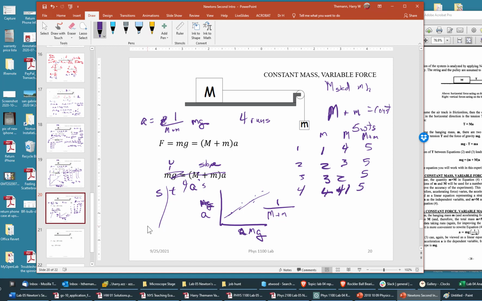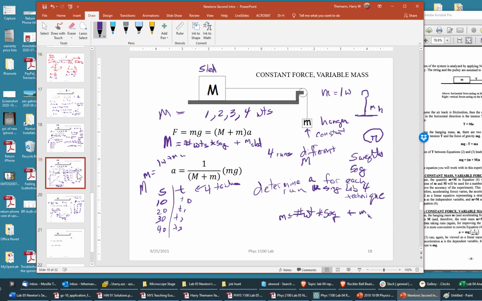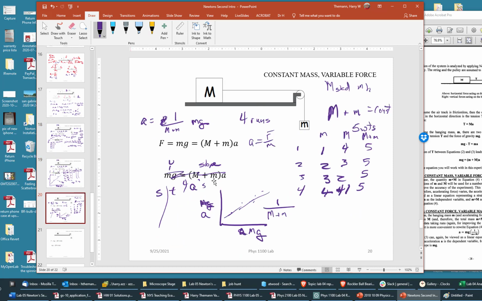Now, something is bugging me. Because, yeah, a equals f over m. If Newton's law is true, that should be true. We vary force, and the slope should be the inverse of this. And good. Notice the difference once again. In this case, the mass of the hanger, which is the accelerating force, is constant. And in this case, the sum of big M and little m is constant. All right, very good. That's enough for now.